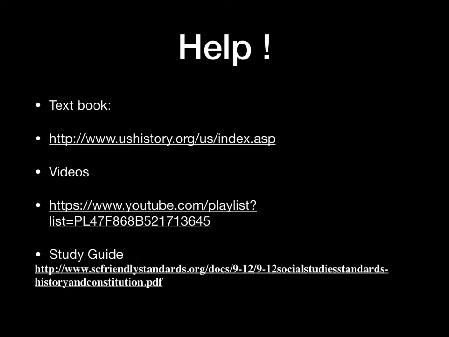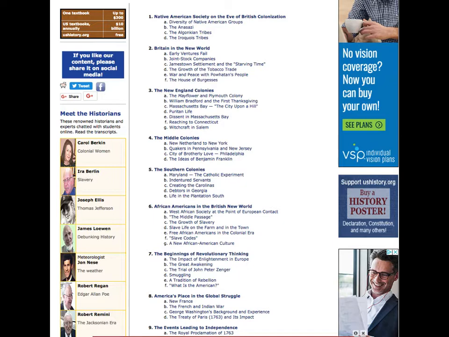The first is a textbook, and it looks like this. If you type in that web address, it'll take you to ushistory.org, and it's a textbook. We did use some of this for your lessons, so some of the text may look familiar. But if you are one of those people that likes to read it and highlight it and print it out, this is a great place.